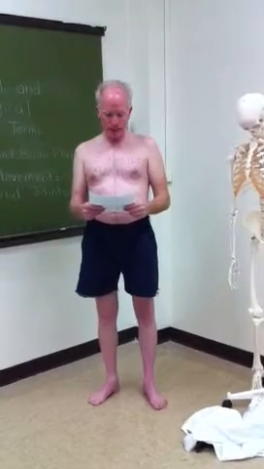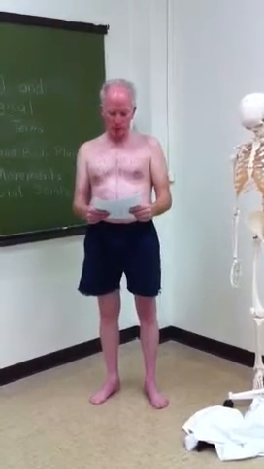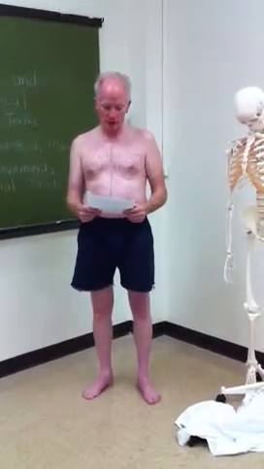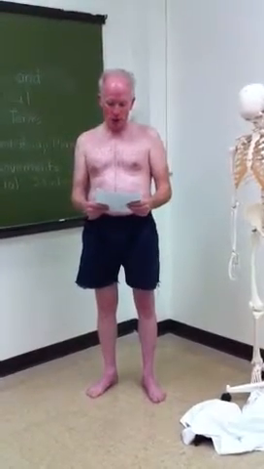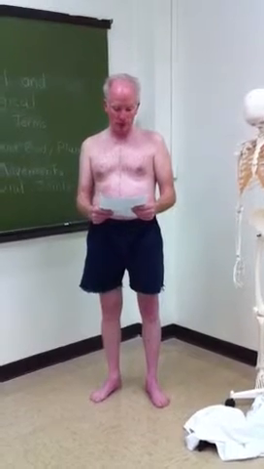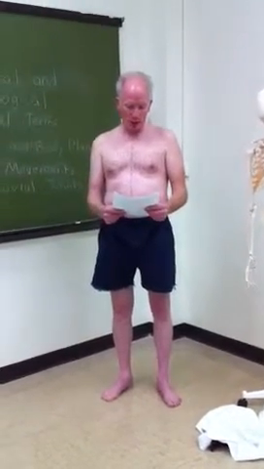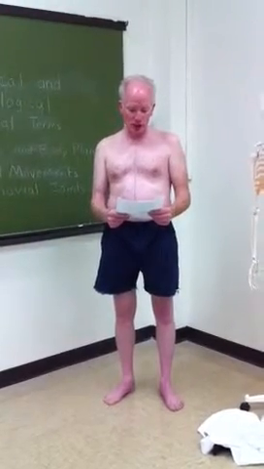A, deep or internal means away from the surface of the body or toward the inside of the body. An example is the heart is deep to the skin. B, superficial or external is the opposite of internal, so it would be in the direction of or on the surface of the body. For example, the skin is superficial to the heart.